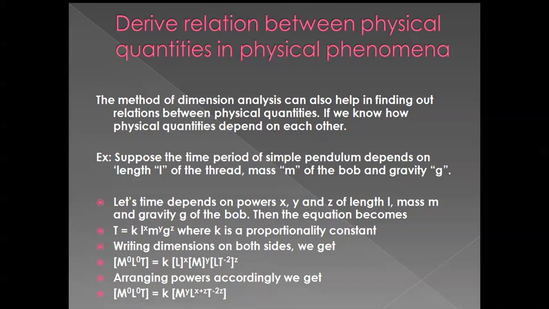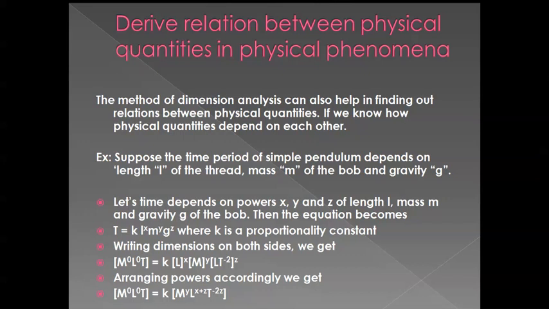Time is t power 1, and the remaining quantities are 0. There are no other quantities: M power 0, L power 0, t power 1. On the right side, k is constant. l is the length. The dimension formula of length is capital L, so L power x. The dimension formula of mass is capital M, M power y. The dimension formula of acceleration is L t power minus 2, power z.